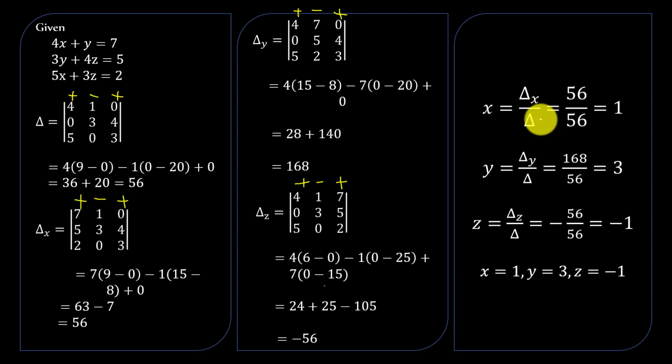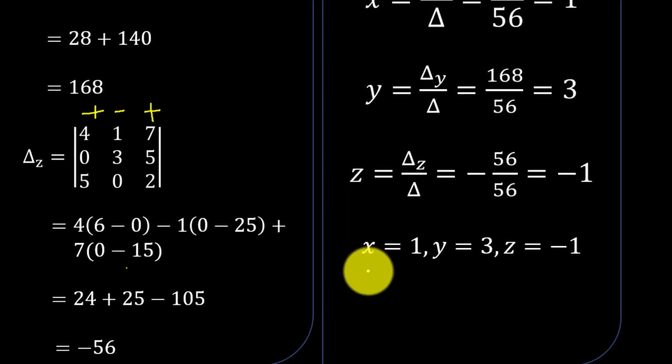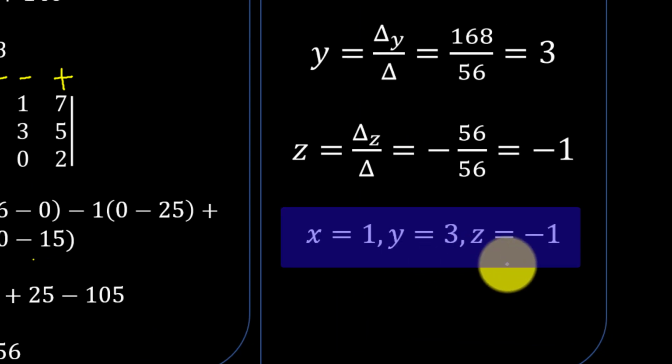And you know how to write the solution. For x, delta x by delta. For y, delta y by delta. For z, it is delta z by delta. So it is very simple. Once you have the answers, you can just substitute them in the formula. You will get the values of x, y and z. So we got the value of x, the value of y, and the value of z also.